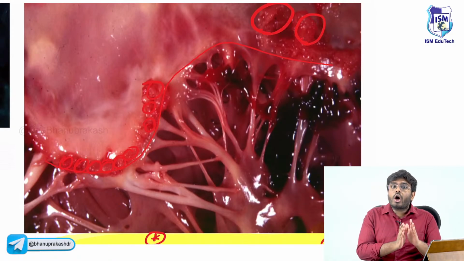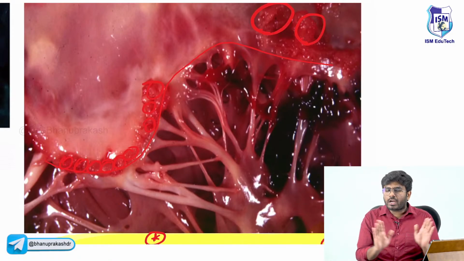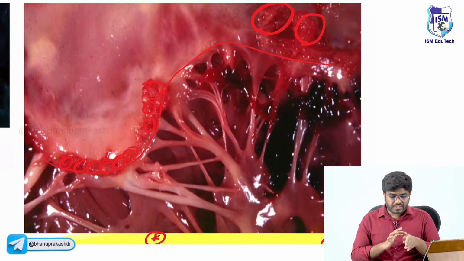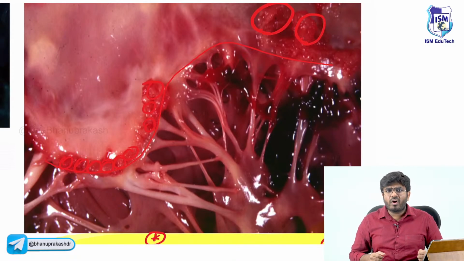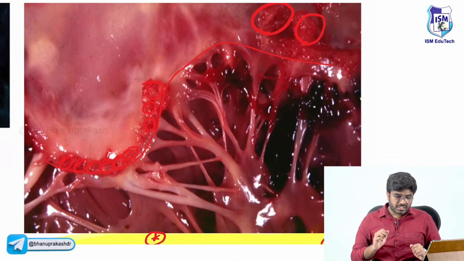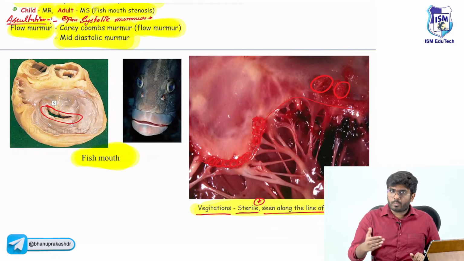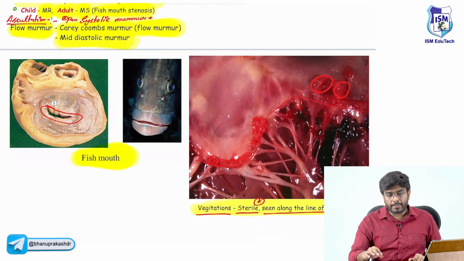They are sterile vegetations, not septic vegetations. They are sterile vegetations which are seen along the line of closure. These vegetations are made up of what? Mainly they are made up of the platelets. Even other components are there, I will explain. Vegetations are made up of platelets, not the bacteria. Okay.